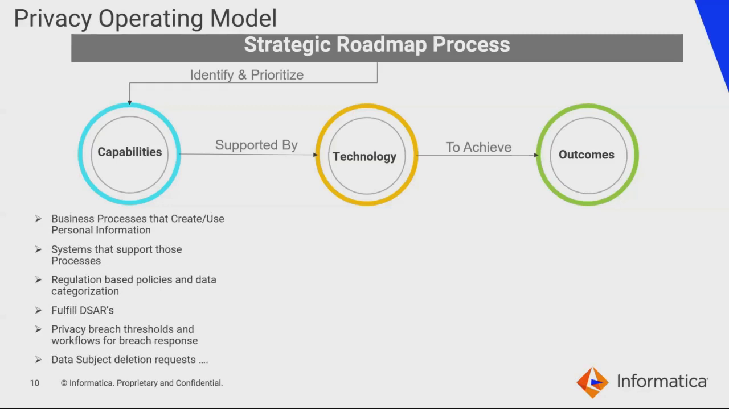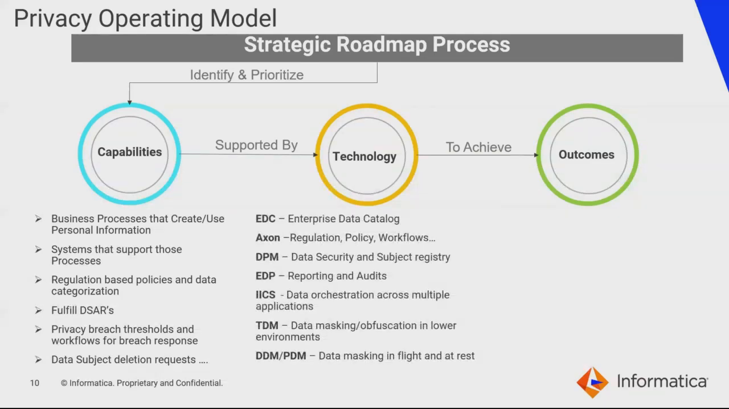So the capabilities you have to have are business process information or business processes that manage that information, the systems that support the processes, the ability to fulfill the subject access requests, being able to track things like privacy breach thresholds and workflows for when that does happen, deletion requests, so the right to be forgotten, et cetera. These are all core capabilities we need to support to have a compliant program.